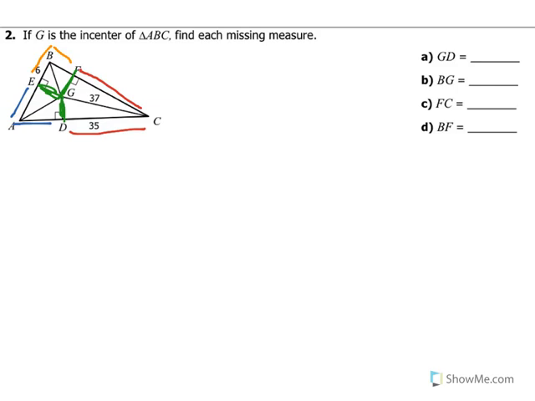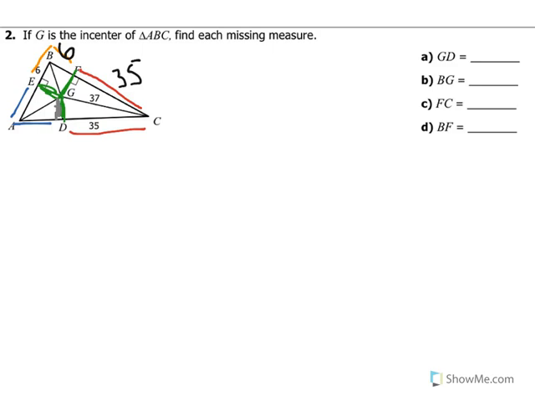Now that I have everything marked off that's congruent, I'm going to put anything in the picture that I know. So I know over here is going to be 35. I know over here will be 6. Okay, so the first thing we're looking for is GD. GD is this green segment right here.